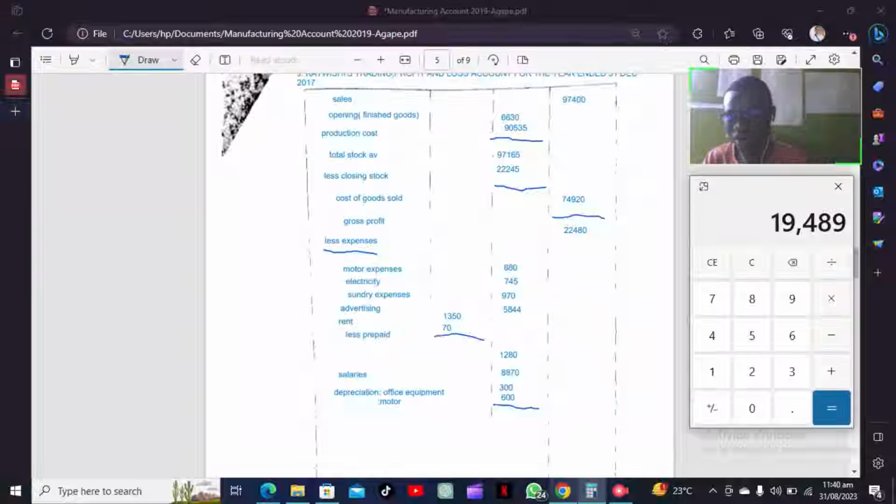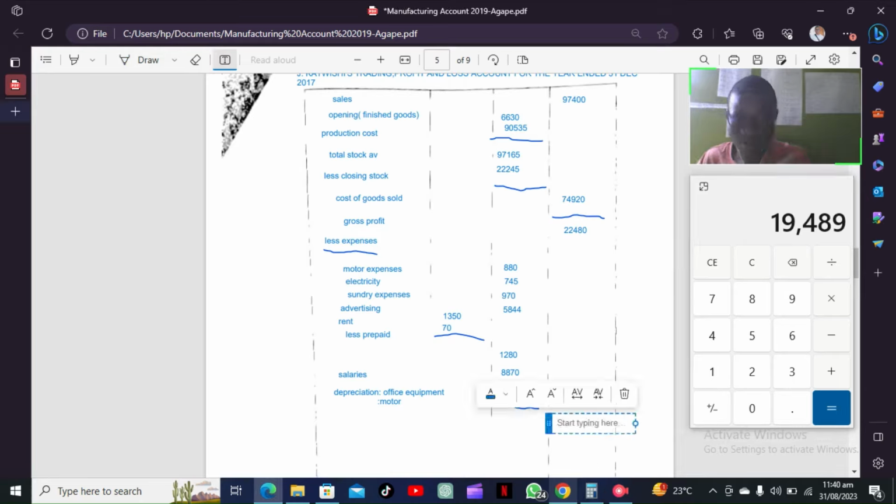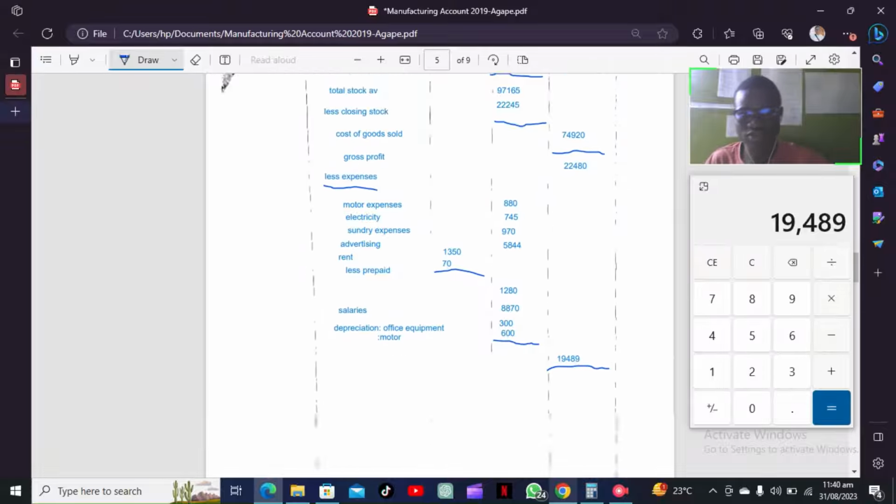When there are a lot of entries, make sure you punch on your calculator twice, because you might make a mistake. Errors happen in accounts. There is another topic, errors in accounts. So make sure you punch on your calculator twice to get the accurate balance. So we're going to write this 19,489 kwacha here.